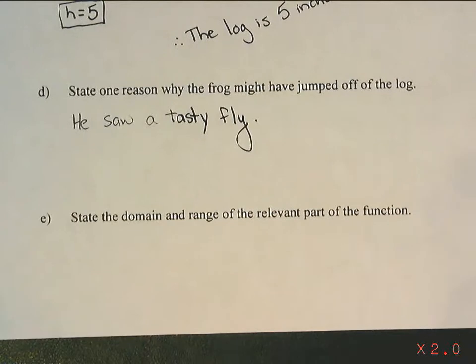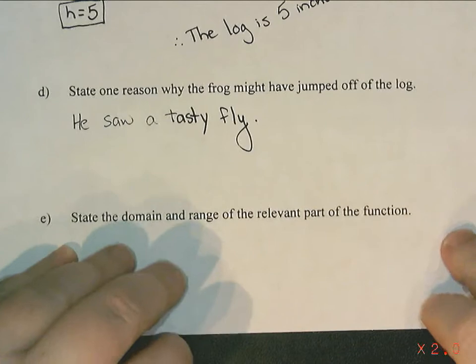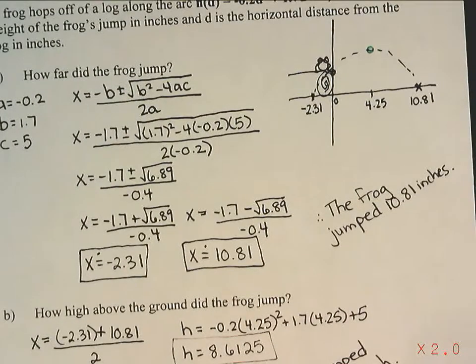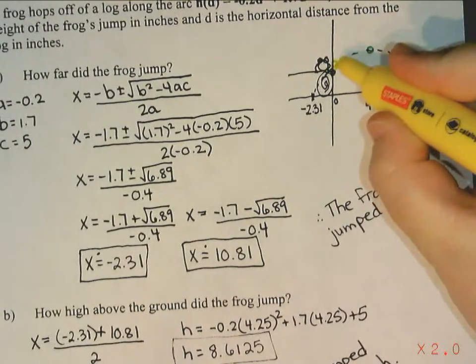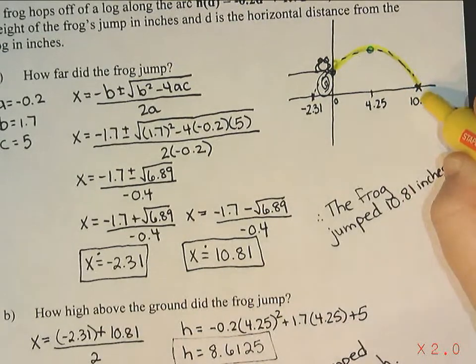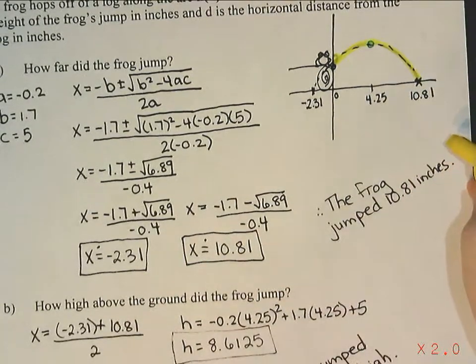All right, and the last part is the domain and range. So we want to find the domain and range of what we call the relevant part of the function. So we're looking at the thing that actually models the frog's jump. So if I go back up, okay, it is the ground. So the frog starts on the log, and he goes up, and then he comes back down, and he's not going to burrow down into the ground. If he was jumping into water, maybe, but he's not. So he's going to stop when he hits the ground.